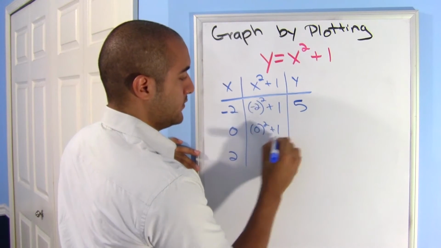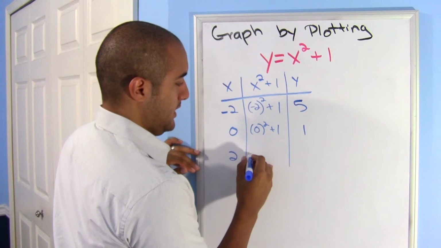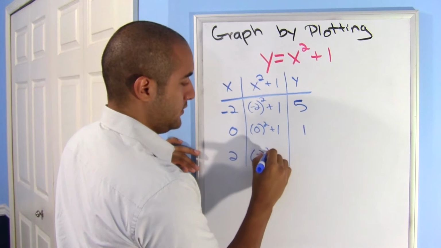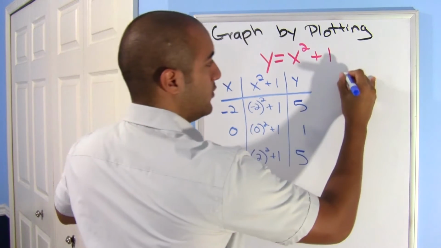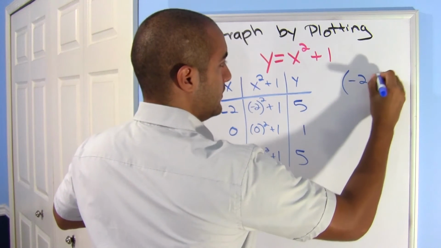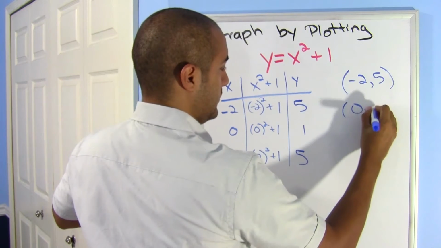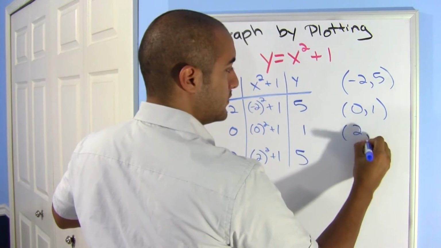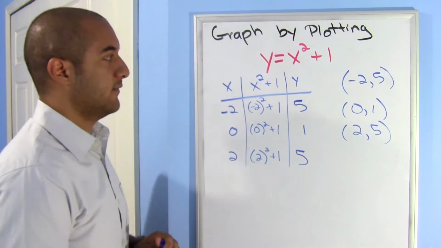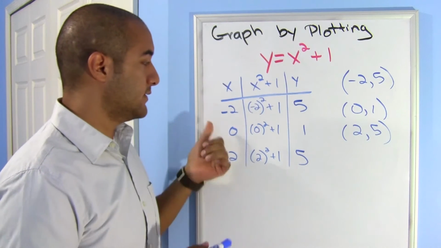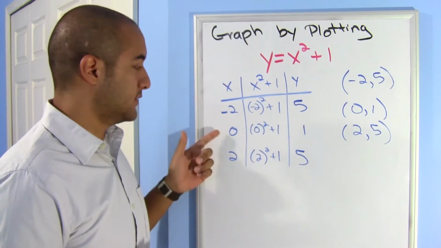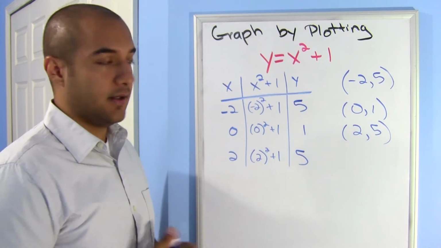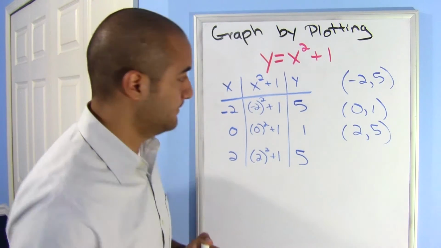0 squared plus 1 is just 1. And then 2 squared plus 1, 5 again. So my coordinates are negative 2, 5, 0, 1, and 2, 5. Remember, you can choose more x's if you want to. You can choose 5, you can choose 2 negatives, 0, and positives. Whatever you choose is up to you.